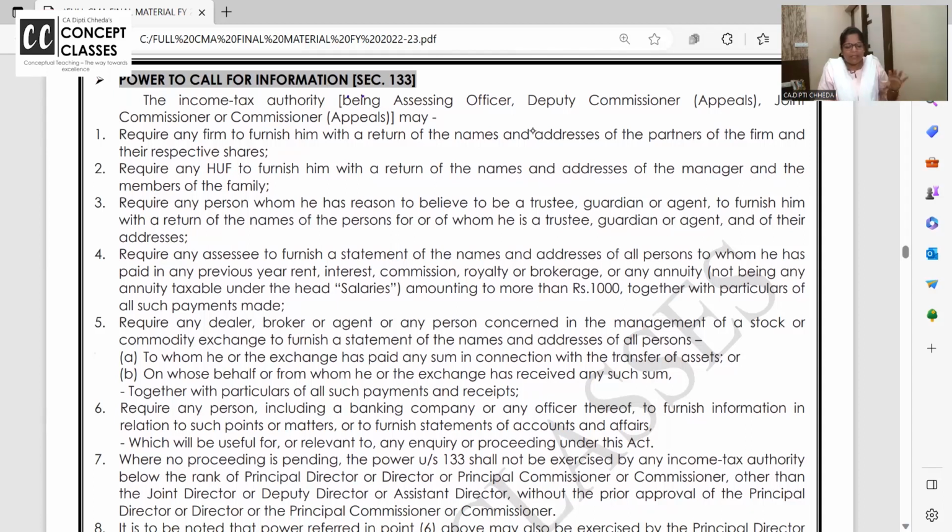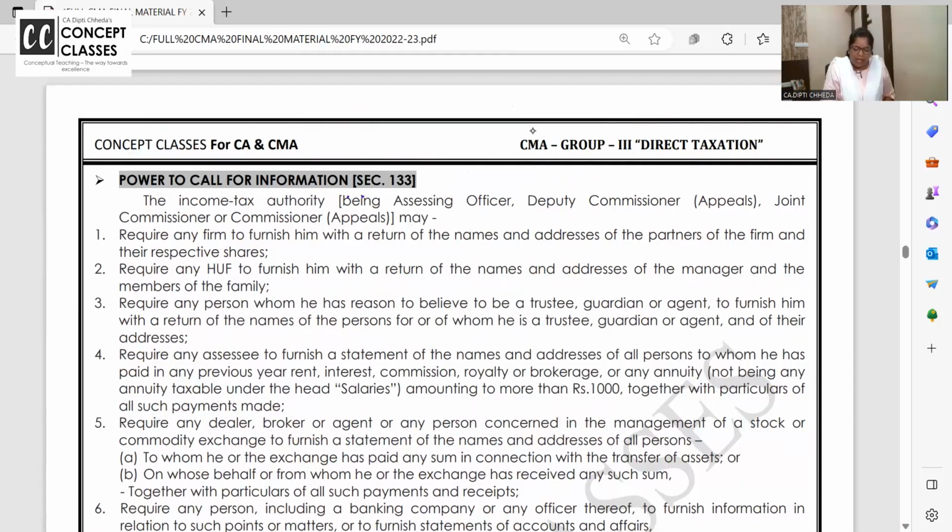मैम ये तो हमने starting में ही पढ़े थे ना 131 में. That is from SSC. I want all of you to write here: information from third party. Power to call for information from third party.